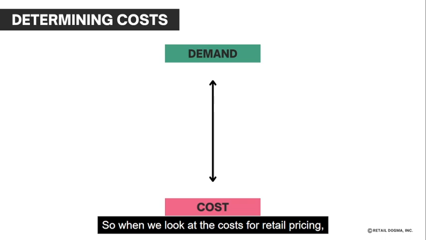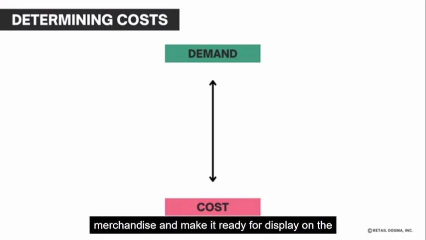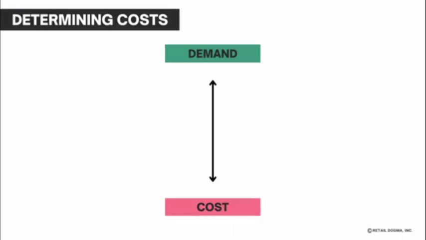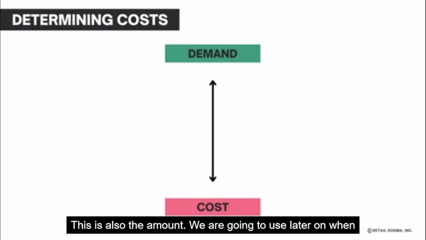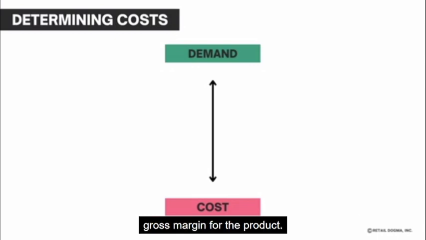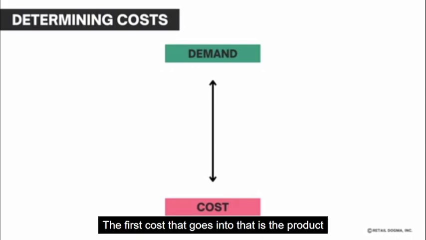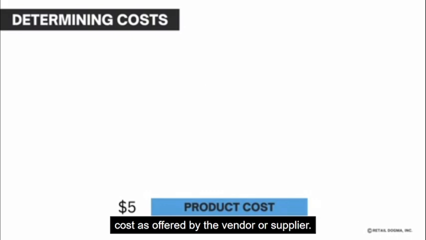So when we look at the costs for retail pricing, we want to determine what goes under the cost of obtaining this merchandise and making it ready for display on the floor. This is also the amount we are going to use later on when we calculate the item cost in order to calculate the gross margin for the product. The first cost that goes into that is the product cost as offered by the vendor or supplier.